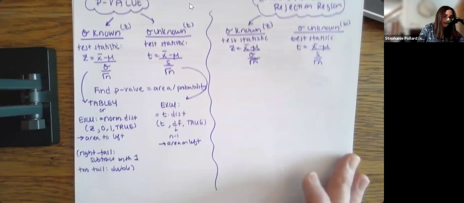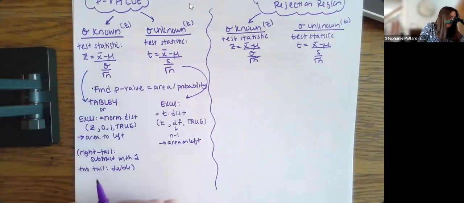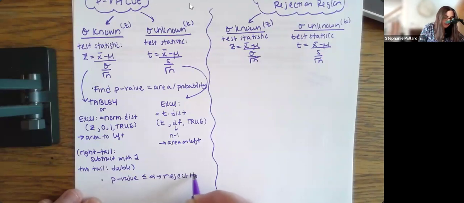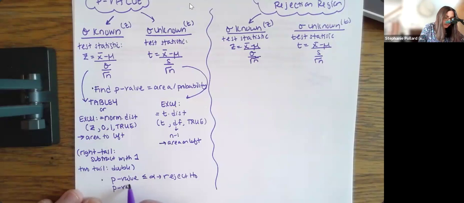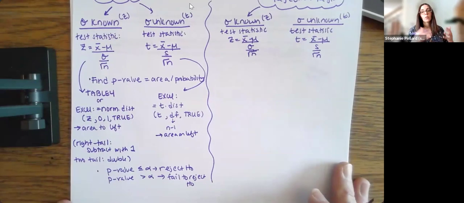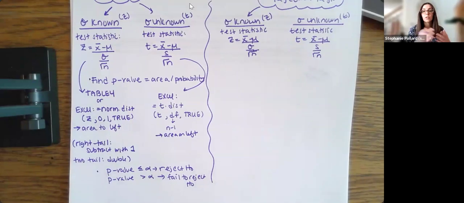Now, once you have your p-value, what you're going to do next is compare. If your p-value is less than or equal to alpha, you're going to reject the null hypothesis. And if your p-value is bigger than your alpha, then you're going to fail to reject the null hypothesis. And of course, at the very end, you would want some sort of conclusion or sentence saying whether you are supporting the claim, or not supporting the claim, or rejecting the claim, or not rejecting the claim. So you do want that sentence at the end.